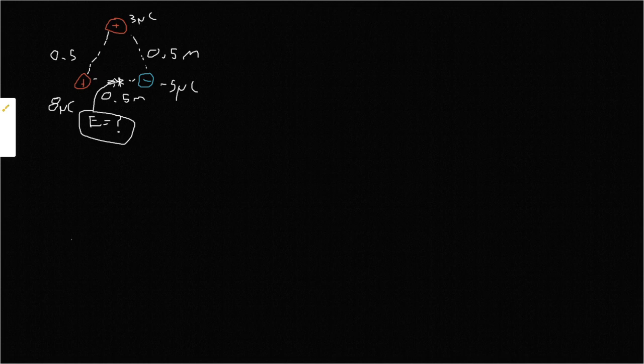Okay, so we're going to define a coordinate system, and this is very arbitrary. We're just going to say this is the positive x direction, and let's just keep this as y. To make this relatively easy, we want to find the electric field in the x direction and the y direction, centered at this midpoint between this 8 microcoulomb charge and this negative 5 microcoulomb charge.